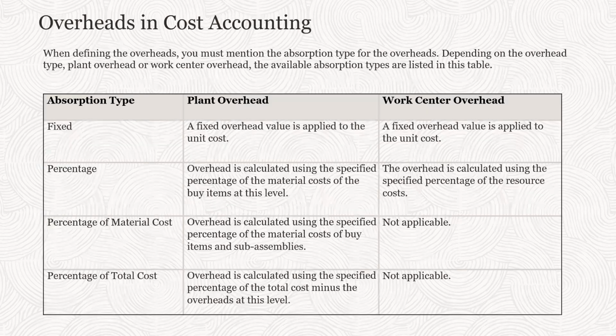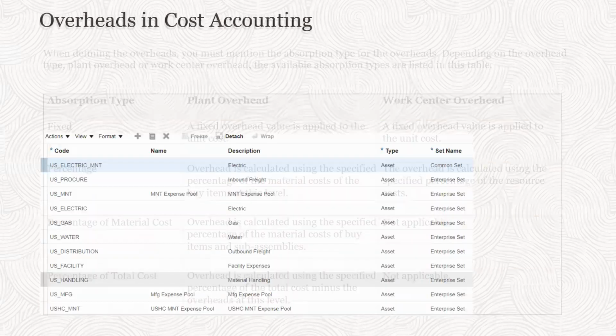When you do plant overheads and work center overheads, you can use various absorption types. You can do fixed, percentage of material, or percentage of total cost. You can also do a percentage of everything, so we'll walk through how those work and how to set those up. This PowerPoint that I'm walking through here will be available in the links down below.